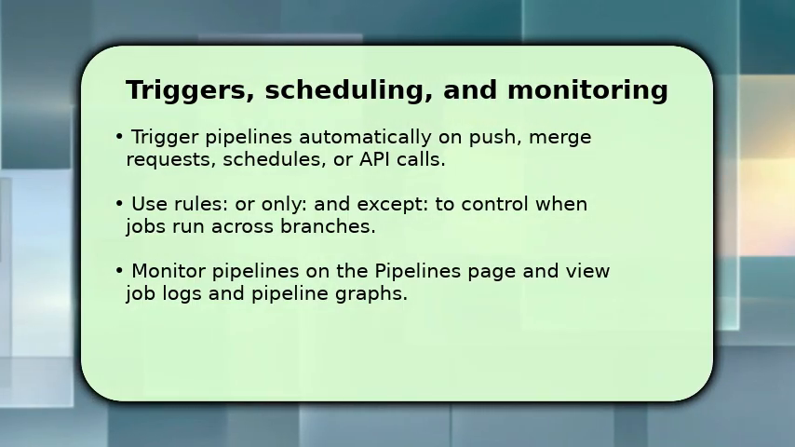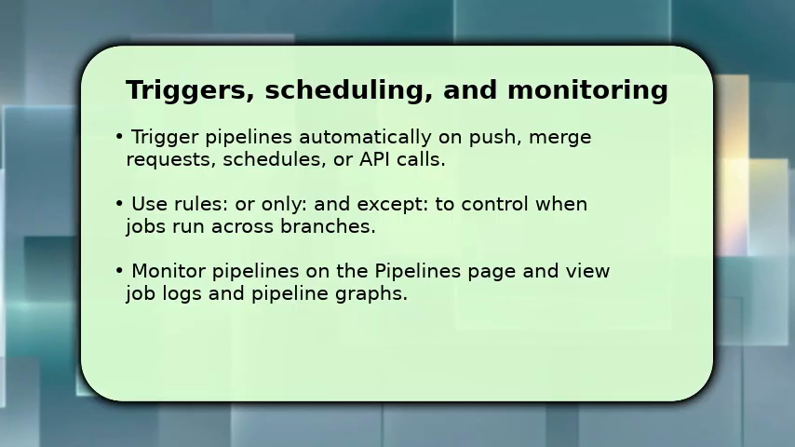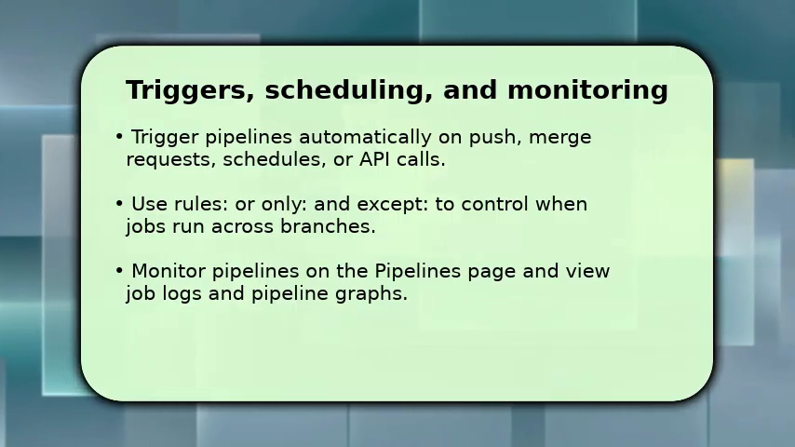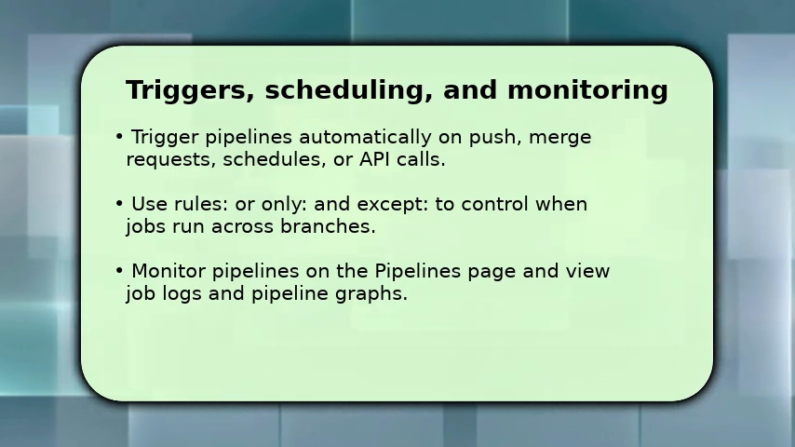Use manual for human approval steps before deploy jobs run. Monitor progress on the pipelines page and inspect individual job logs for errors. Configure notifications and alerts to stay informed about failures.